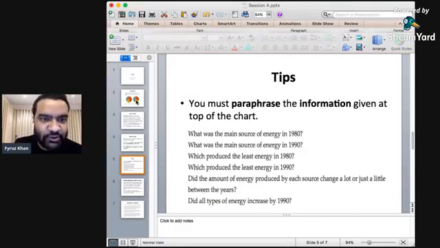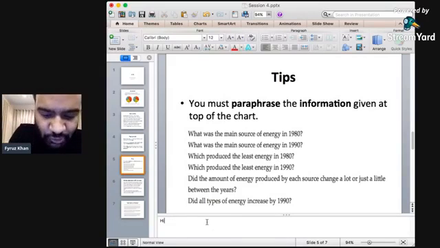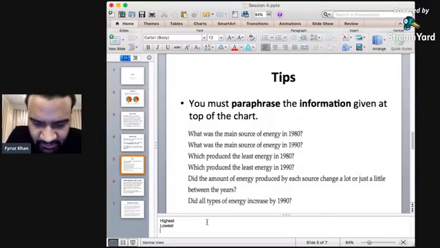So when you look at the graph, these are the questions that you need to ask yourself. Okay, what was the main source of energy in 1980? What was the main source in 1990? What was the least amount? What is the highest? What is the lowest? These are the things that you need to look at when you look at a graph or a pie chart or a table. Highest, lowest. Okay, is there anything that's similar, or is there anything that is interesting?